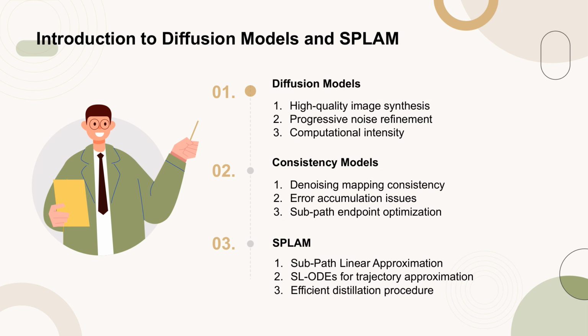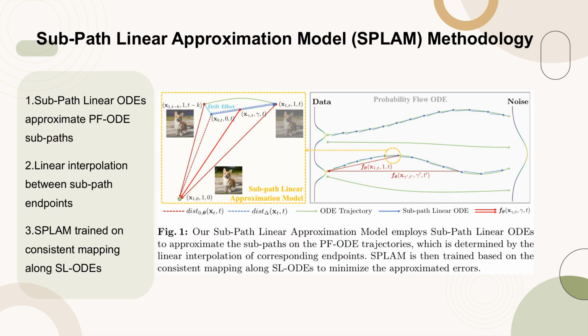Diffusion models are known for their ability to synthesize high-quality images through a process of progressively refining random noise into structured visual content. However, this process is computationally intensive, often requiring many iteration steps. Consistency models address this by ensuring a consistent denoising mapping across probability flow ODE trajectories, but they face issues with error accumulation. To tackle these challenges, the Subpath Linear Approximation Model, SPLAM, is proposed. SPLAM uses subpath linear ODEs to approximate these trajectories more accurately, reducing cumulative errors and improving image generation quality. Additionally, SPLAM includes an efficient distillation method that can be integrated with pre-trained models like Stable Diffusion, enhancing training efficiency and performance.